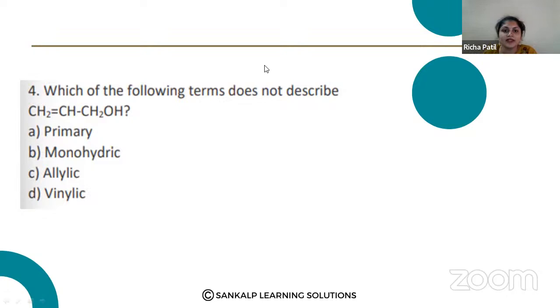So it is just see what it does not describe. What do you mean by primary alcohol? When the OH group is attached to only one carbon. Okay, so this is further attached to only one carbon. So this is correct. So second is what? Monohydric. So there is presence of only one OH. So this is also correct.